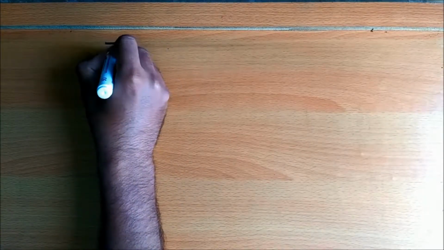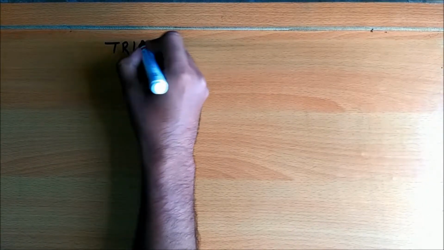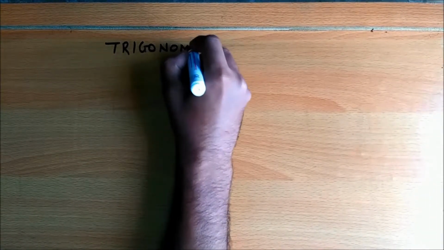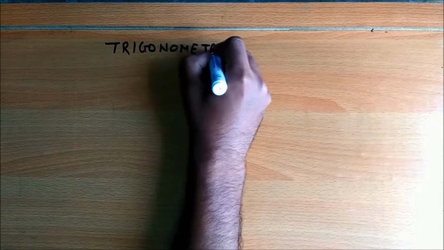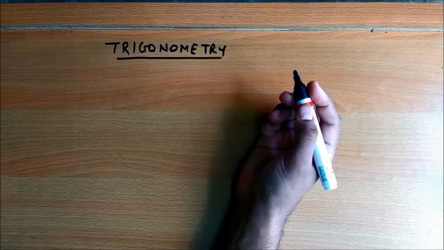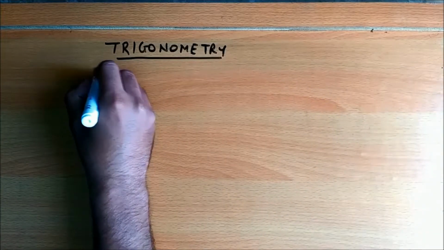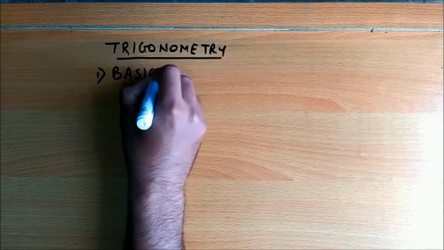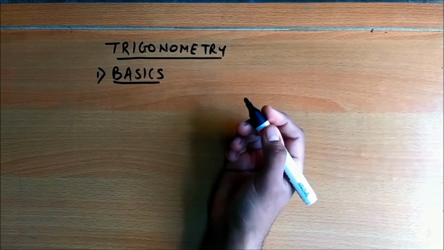Hi friends, today we'll be talking about something important, the branch of mathematics that deals with what? It deals with the relationship between the sides and angles of a triangle, and that is trigonometry. Yes, trigonometry. So let's begin with the basics of trigonometry. A few basic concepts of trigonometry.